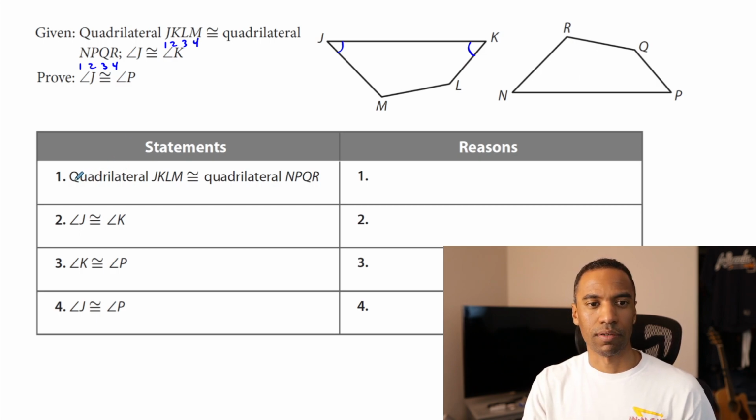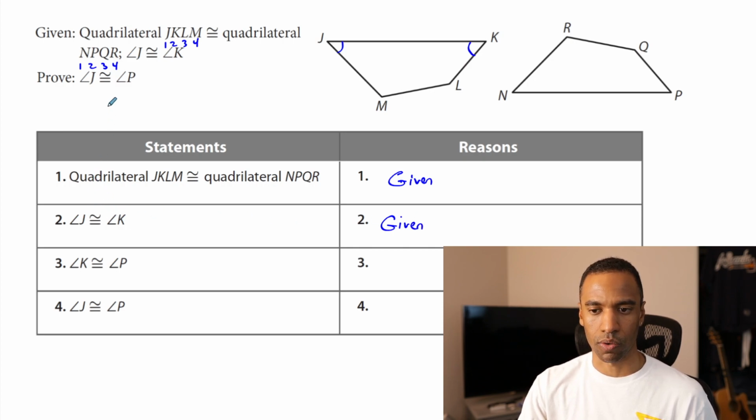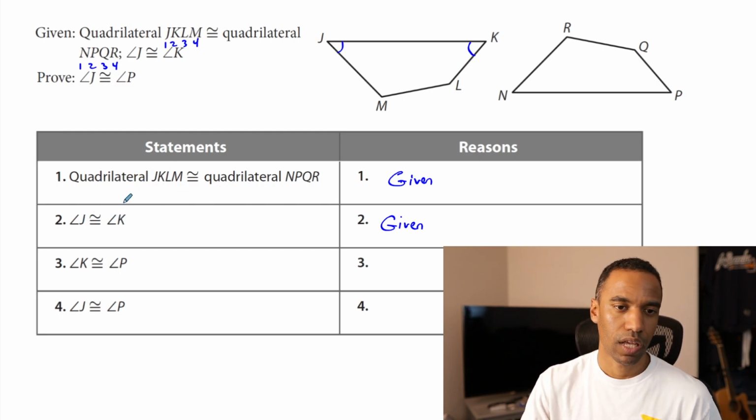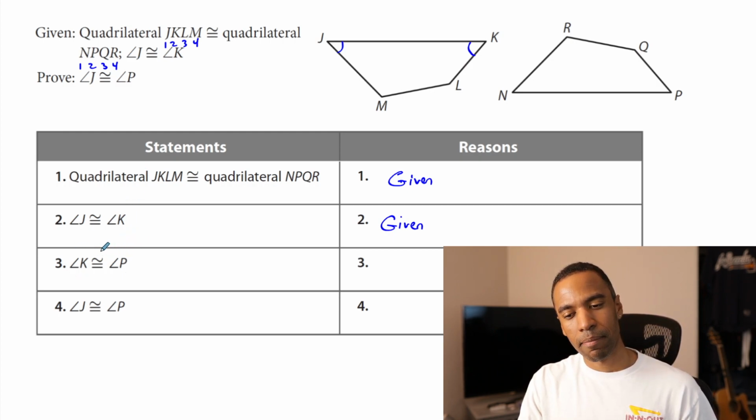So let's start here. Let's write out the givens. These two are given, guys. It is given that these two quadrilaterals are congruent. It is given that those two angles are congruent. They wrote them in separate steps and separate statements. Sometimes you'll see them write them in the same statement in one step. That's okay. Now notice that they made another statement that says angle K is congruent to angle P.